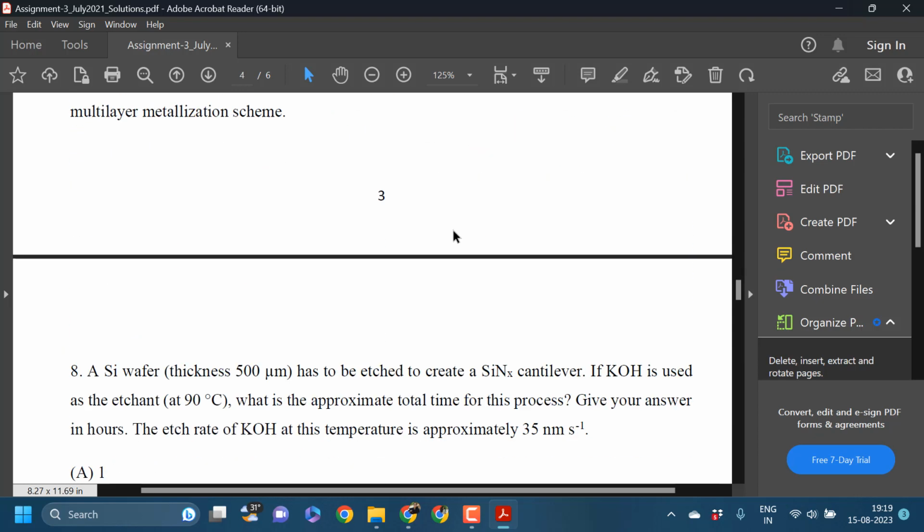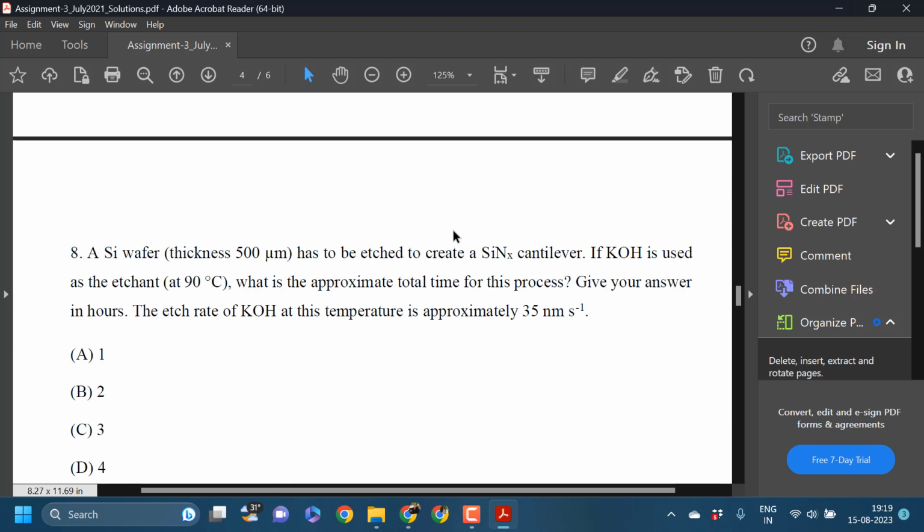Okay. Next is a problem. A silicon wafer of thickness 500 microns has to be etched to create a silicon nitride cantilever. If KOH is used as the etchant at 90 degrees Celsius, what is the approximate total time for this process? Give your answer in hours, given that the etch rate of KOH at this temperature is approximately 35 nanometers per second. So we have a silicon wafer. We have to make an SiN cantilever.